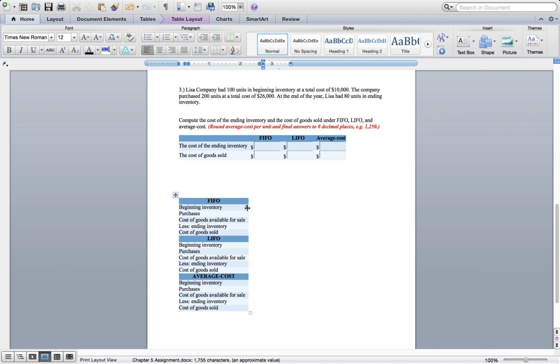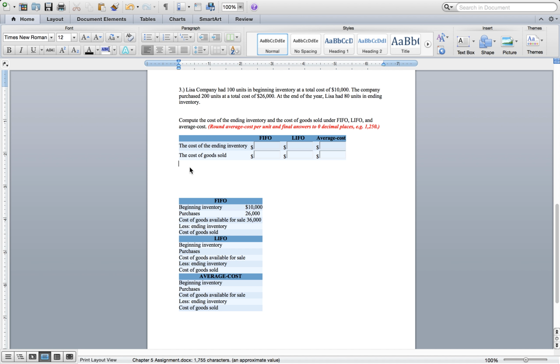So start with FIFO. So you want to start at the beginning inventory, which in this case we know is $10,000. Then you want to add purchases, which is $26,000. Now I get my cost of goods available for sale, which is $36,000. Now I want to calculate ending inventory. Now remember, I have 80 units. Now FIFO says you want to use the most recent cost. Okay, let's get the cost for each one.